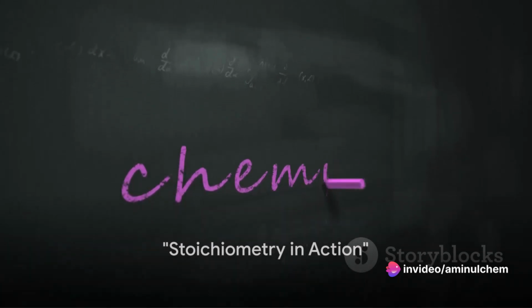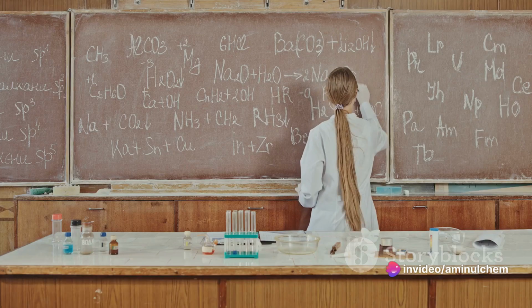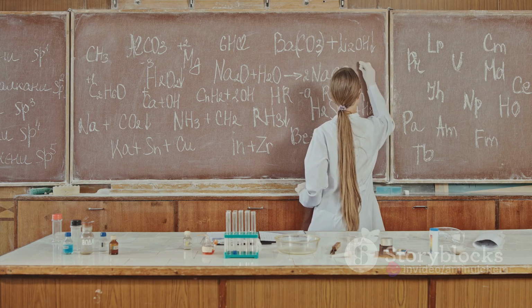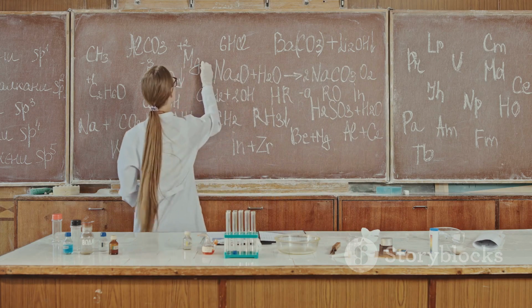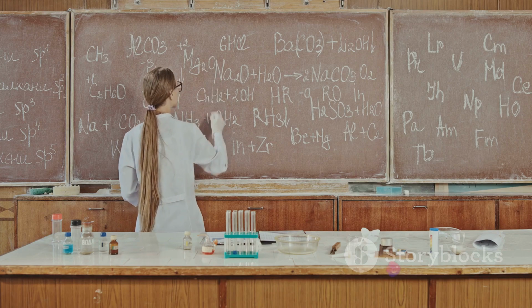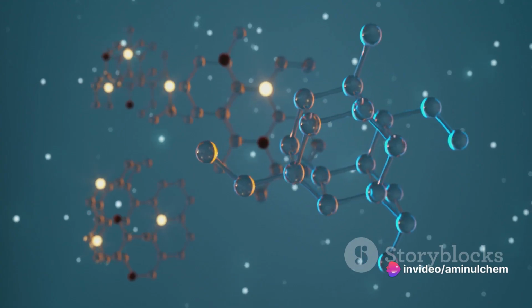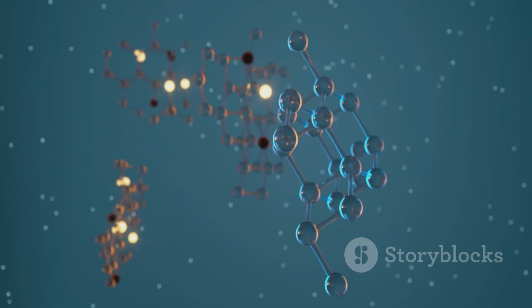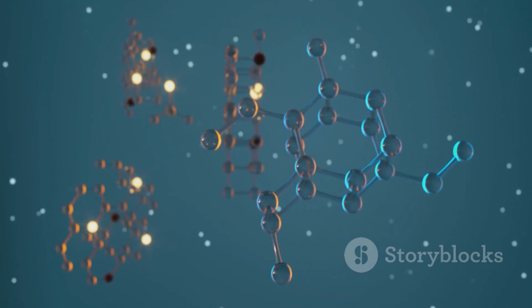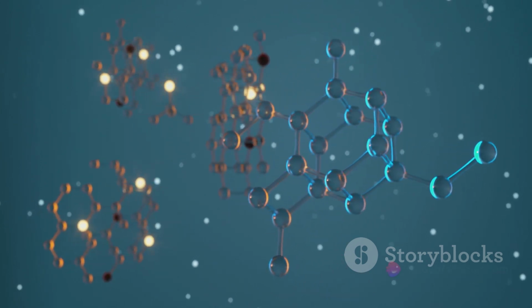Now that we've established a foundation, it's time to put Stoichiometry to the test. Stoichiometry, in essence, is the mathematics behind chemistry. It allows us to predict the quantity of reactants needed or products formed in a chemical reaction. Let's consider a simple example: the reaction of hydrogen and oxygen to produce water. In this reaction, two molecules of hydrogen react with one molecule of oxygen to yield two molecules of water.